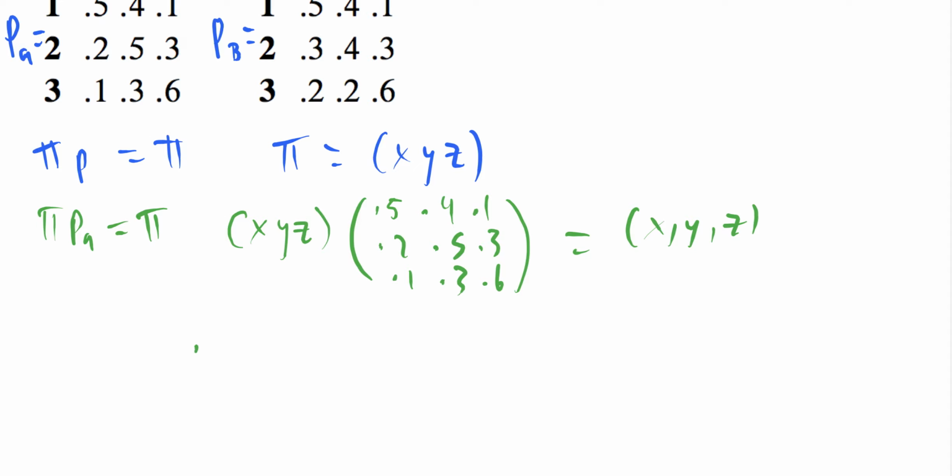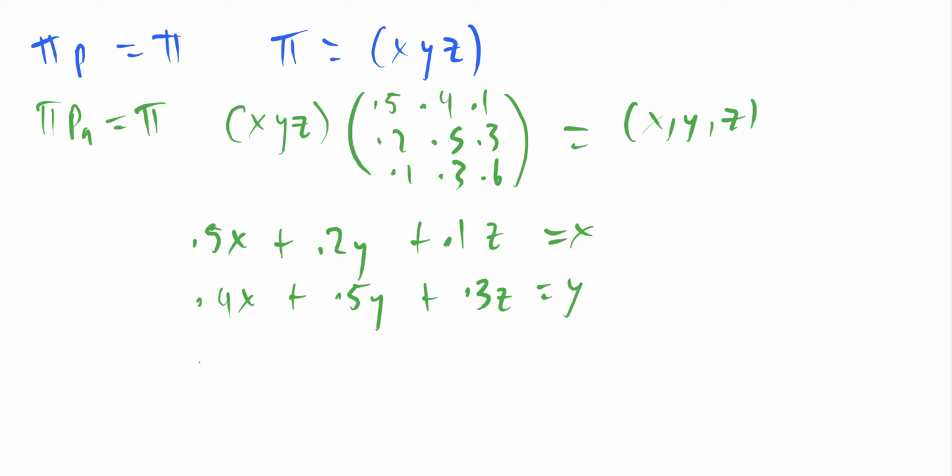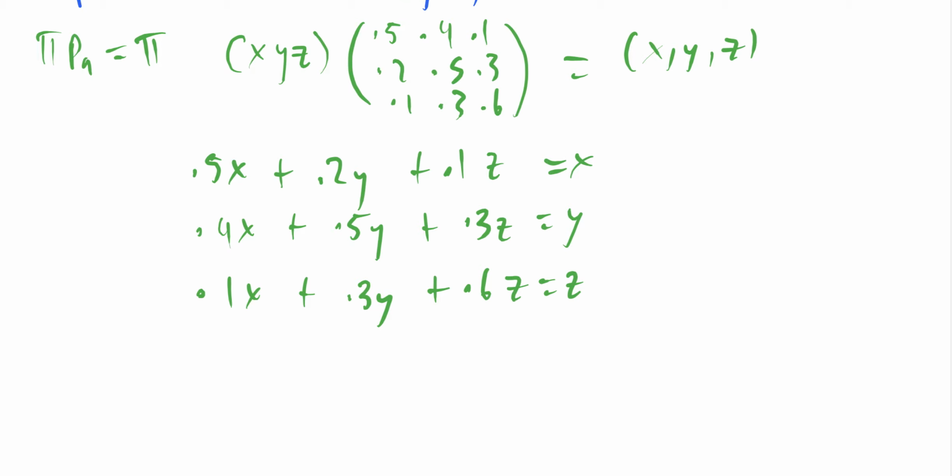So in our case, we have 0.5x plus 0.2y plus 0.1z should equal x. 0.4x plus 0.5y plus 0.3z equals y. And then we have 0.1x plus 0.3y plus 0.6z equals z. Now, if you've brushed up on your linear algebra, you're going to see that these three statements are linearly dependent, which isn't going to work. We're not going to be able to solve for x, y, and z.